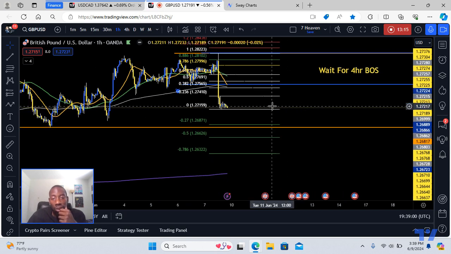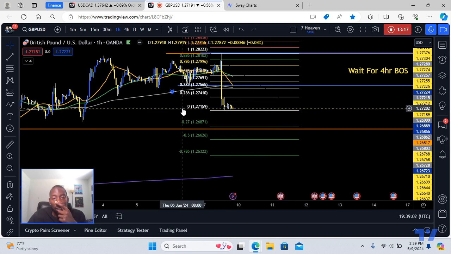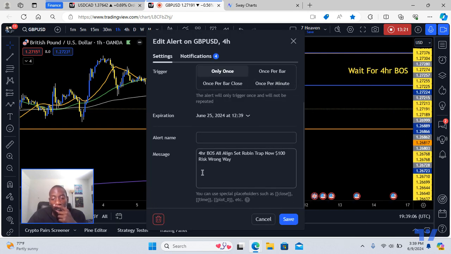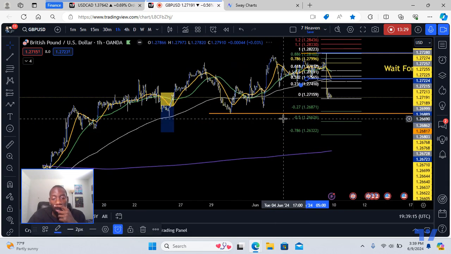I am taking this one. That's what I have set up here. We've waited for a 4 hour break of structure, and how I'm going to take this one is a Robin Trap, risking $100 to make $50 on this one, and going the wrong way on this one.